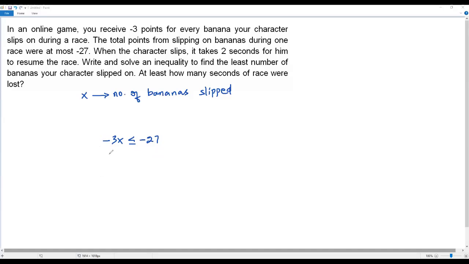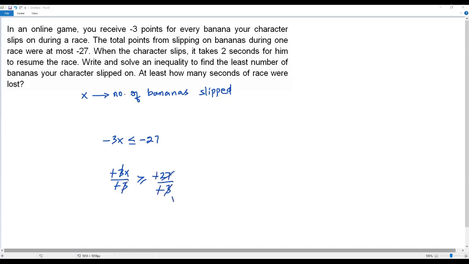For that, I have to divide both sides by -3, which is multiplied by the x on the left side. So then I'm getting -3x over -3, and here -27 over -3. Whenever I divide both sides of an inequality by the same negative number, I have to flip the inequality sign. Actually, it is less than or equal to, so when I flip it, it will become greater than or equal to. So this negative will cancel, the 3 will cancel out, and here the negative will cancel out.